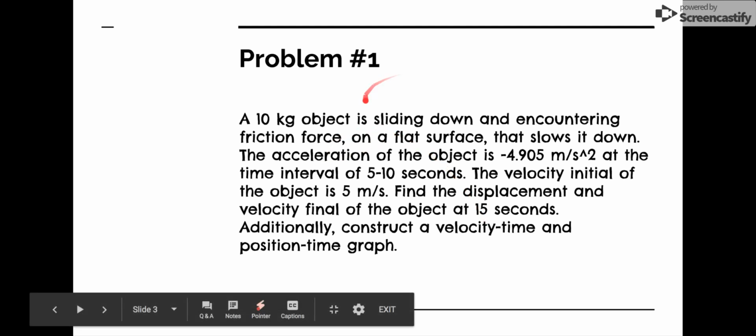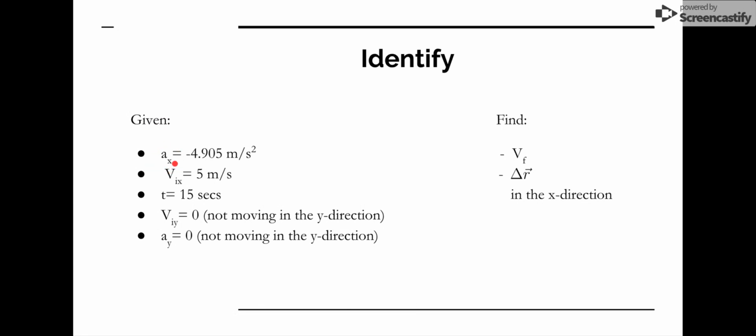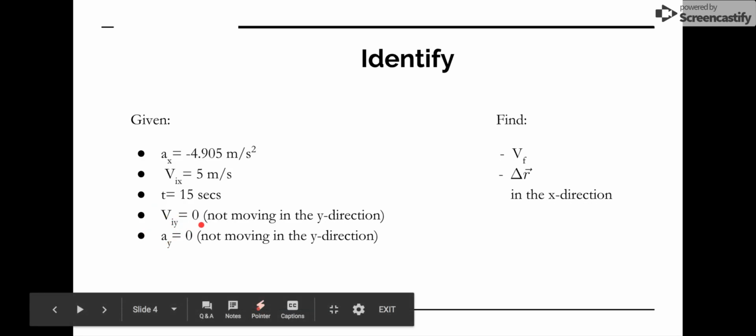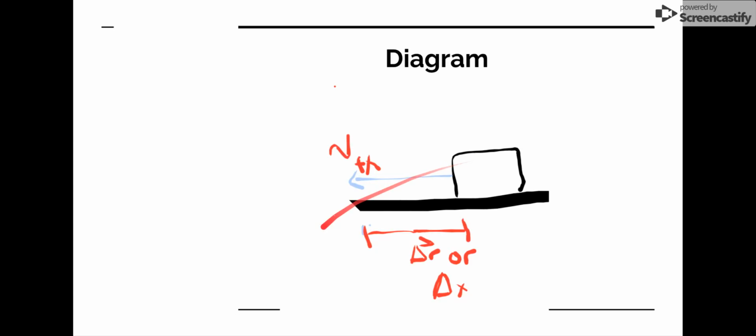So this is our problem statement, and we're going to begin by identifying the given and find. Given, we have acceleration in the x is negative 4.905, velocity in the x is 5, time is 15 seconds, and then these two are 0 because it's not moving up or down, it's on a flat surface. And we need to find velocity final and displacement in the x direction.